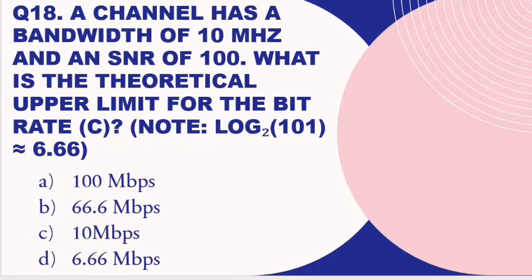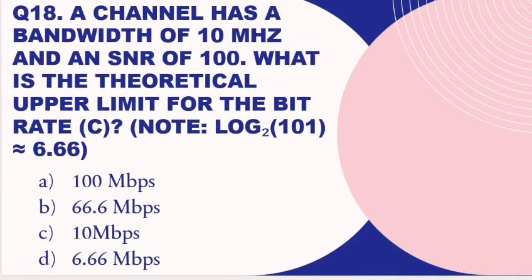Moving on to question number 18. A channel has a bandwidth of 100 megahertz and has an SNR of 100. What is the theoretical upper limit for the bit rate? Here the log value is given to you, so you have to use this. And the options are option A, 100 Mbps, option B, 66.6 Mbps, option C, 10 Mbps, option D, 6.66 Mbps.